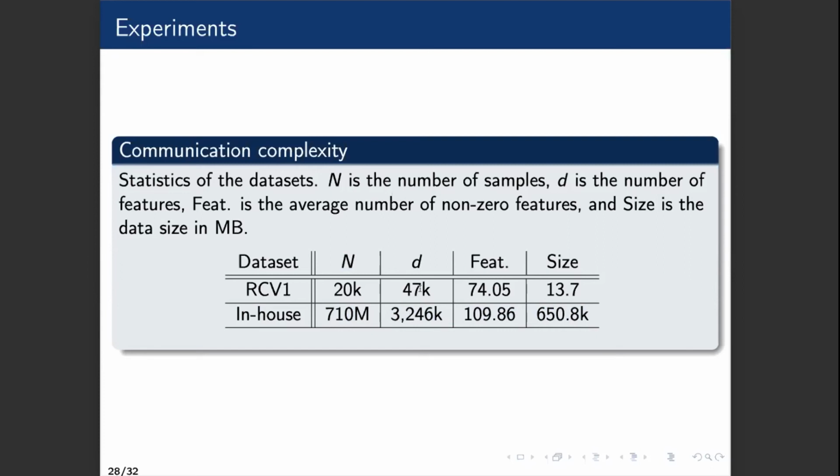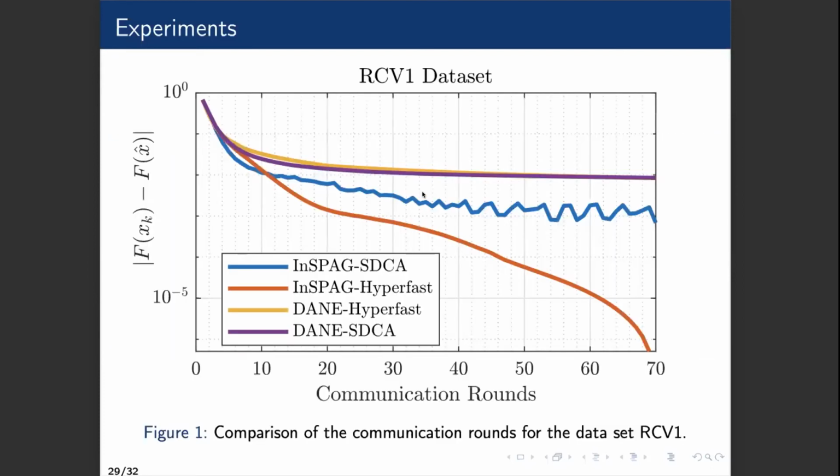So this is experiments for CV1. Here we can see yellow, this one is Dane, and blue and red is Spark. So both Spark plus SDCA and Spark plus Hyperfast are faster than Dane, but also we can see that Spark plus Hyperfast is better than Spark plus SDCA.